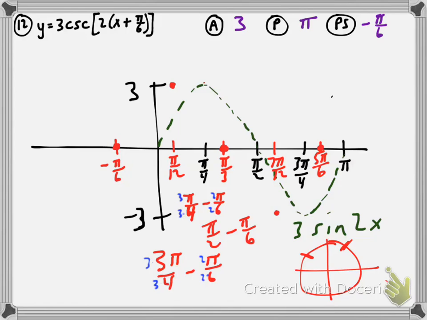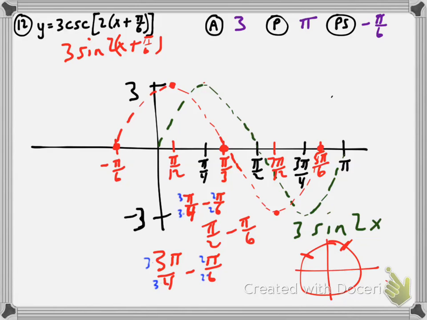right there, we have our last point. So we have 1, 2, 3, 4, 5 key points on the graph of y equals 3 times the sine of 2x plus pi over 6, and that's going to look like this. Okay. These are so tedious, and we are almost done.